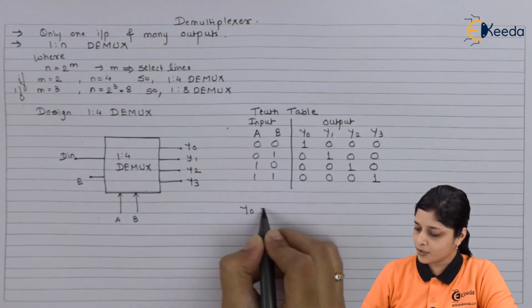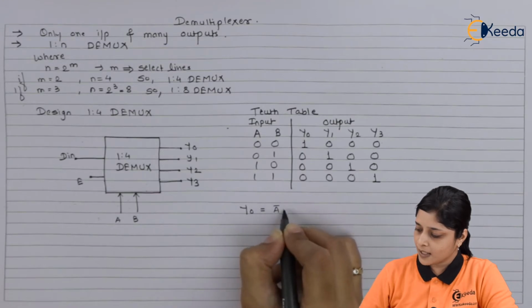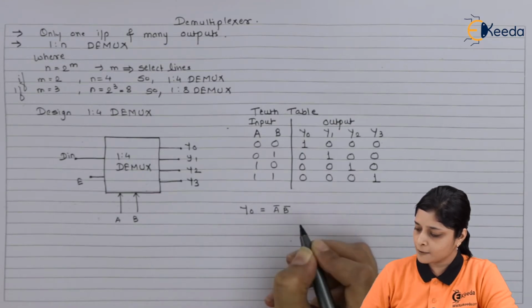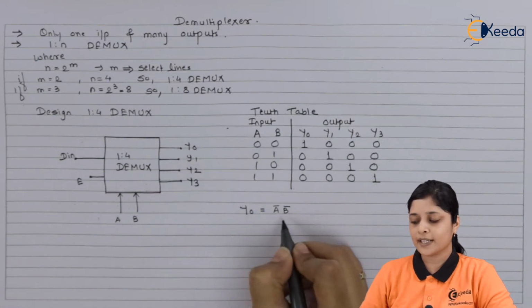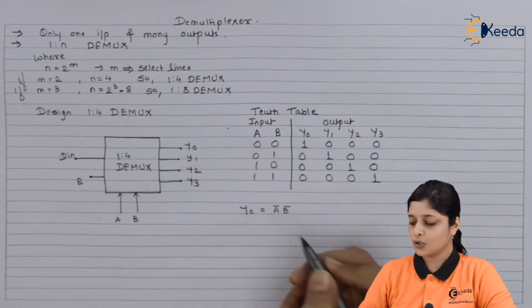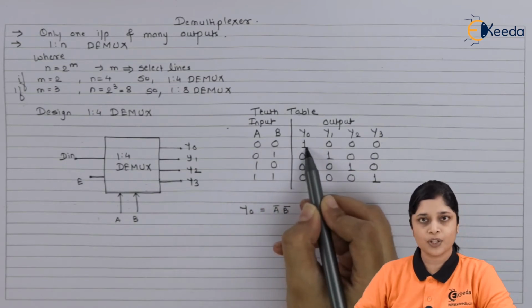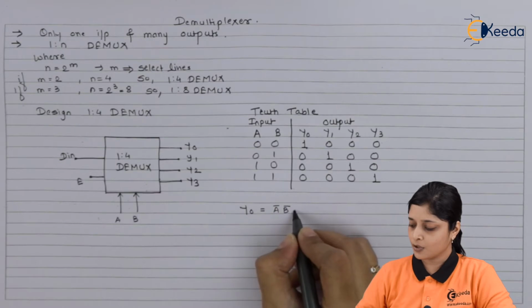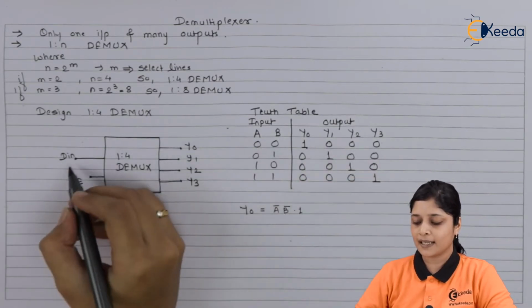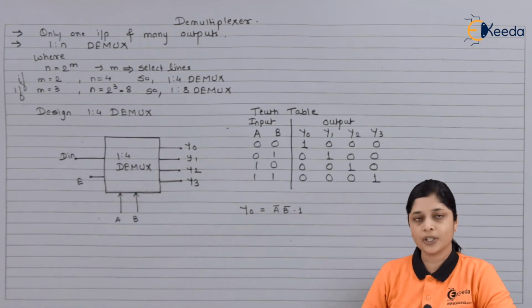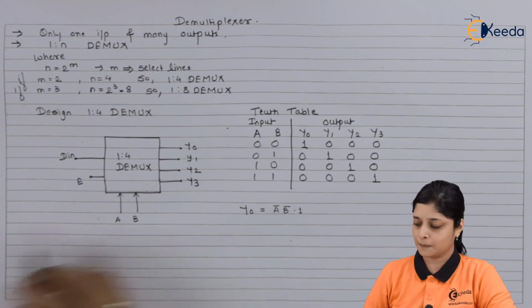So y0 is equals to A bar B bar. So we will write here the outputs for y0. So we will write here A bar, B bar and input. Input is 1. So dot 1. Or if you want to label this 1 as D in, you can write down D in also. We have taken here D in as 1.